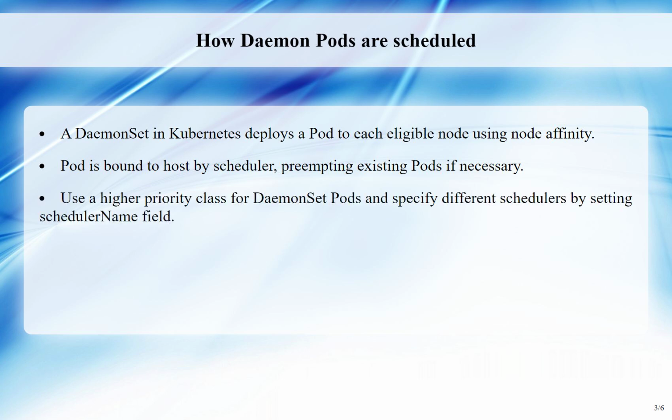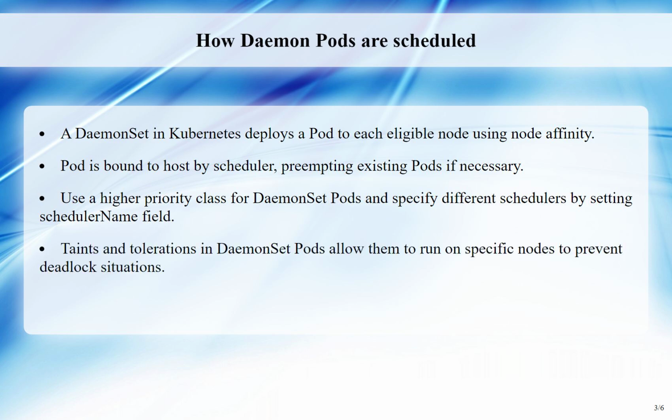To prioritize the DaemonSet pod running on each node, setting the .spec.template.spec.priorityClassName to a priority class with a higher priority is recommended. Different schedulers can be specified for the pods of the DaemonSet by setting the .spec.template.spec.schedulerName field.